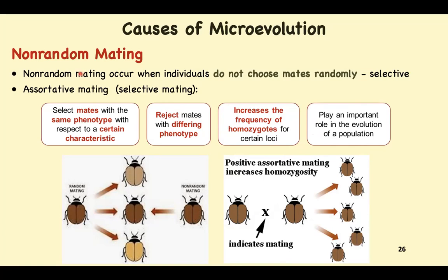Sebab when there is non-random mating, selalunya dia akan occur dengan natural selection. So, bila ada natural selection as well, dia akan ada change in the allele frequency. Kalau genotype sahaja, tak terjadinya microevolution.